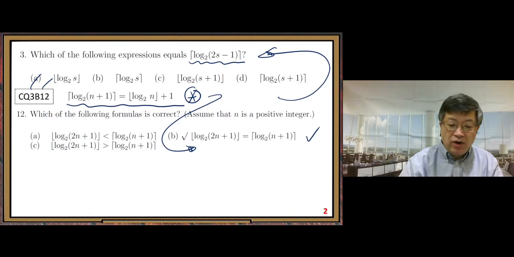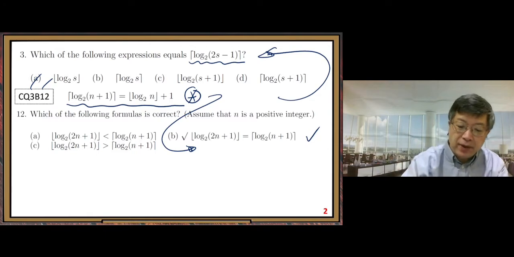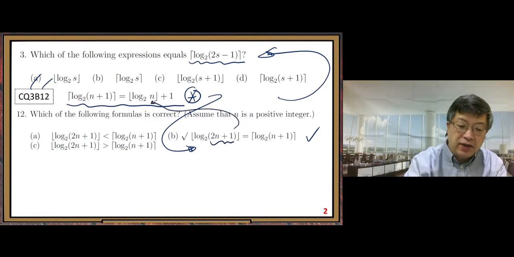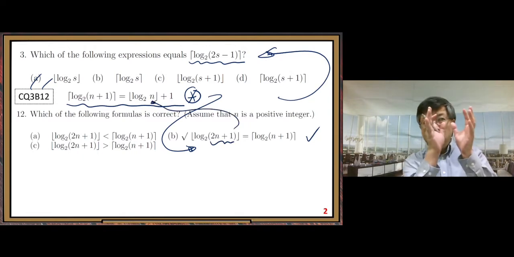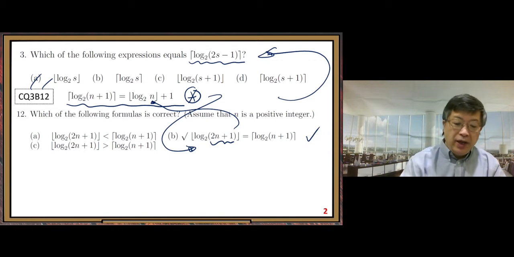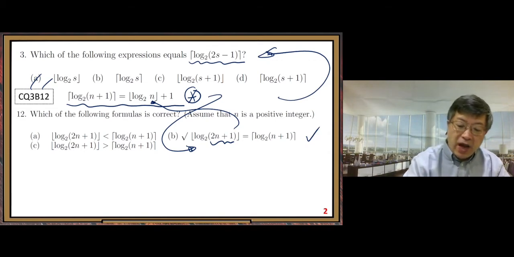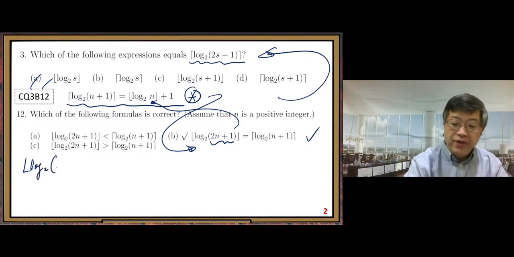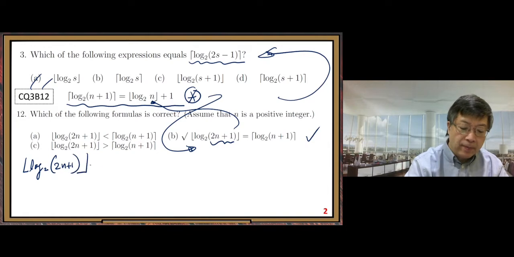All right, so let me work on that. The parenthesis, the whole thing, we treat as that n variable, so one single variable. Here, let me apply this formula on this one. Log base 2 parenthesis 2n plus 1, the whole thing.